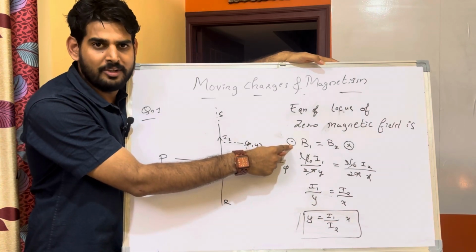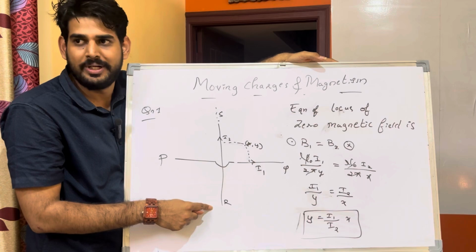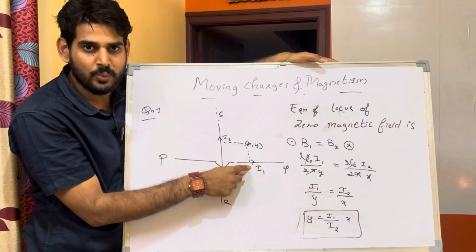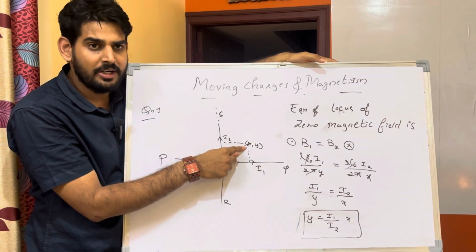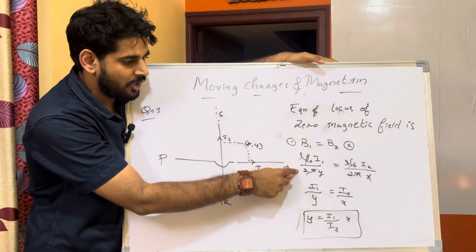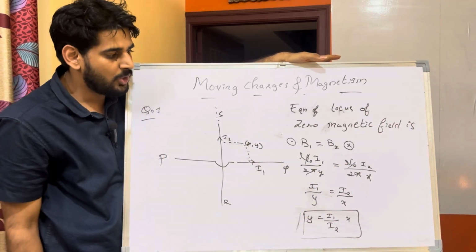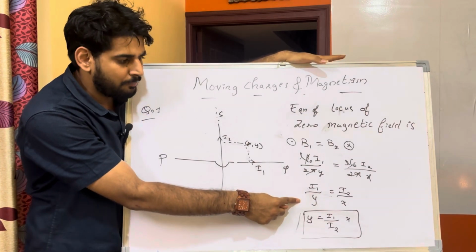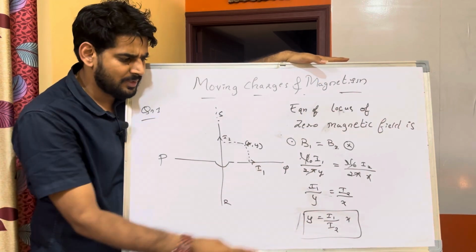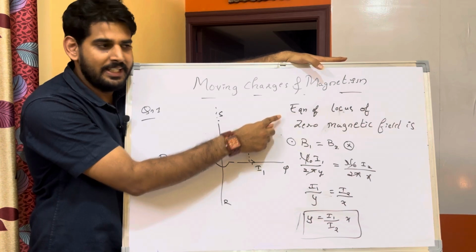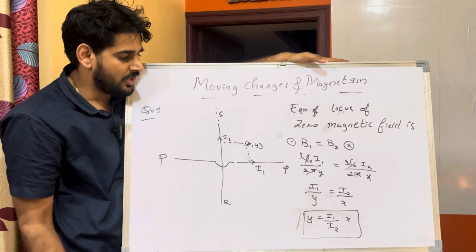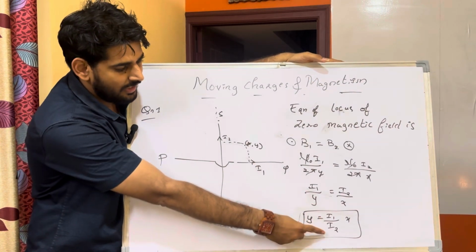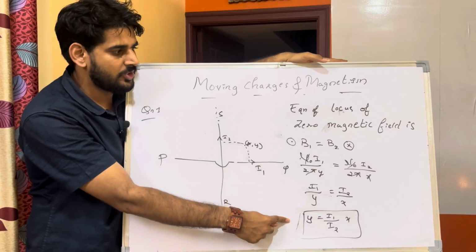Substituting the equation for magnetic field due to infinite wires, which is mu naught I divided by 2 pi r, and the distance of this point from wire PQ is y and from wire RS is x. So mu naught I1 by 2 pi y equals mu naught I2 divided by 2 pi x. Mu naught by 2 pi cancels. The next step is I1 by y equals I2 by x. Since we are asked for the equation of locus, we relate the coordinates x and y. Cross multiplying, y equals I1 by I2 into x. So this is the equation of locus of zero magnetic field.